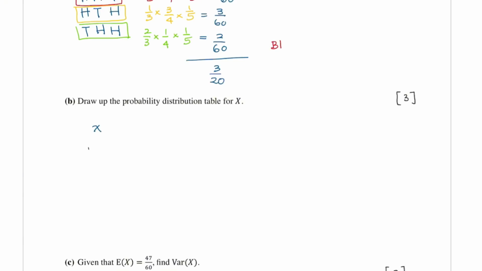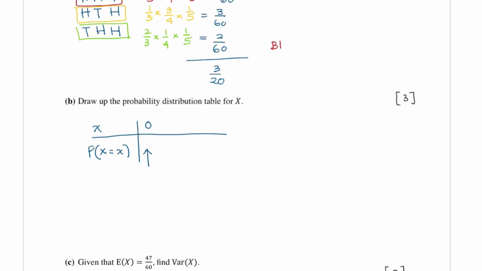And for each of those x, you will be needing the probability of X equals x. Meaning to say, if my x is 0, underneath 0 is basically the probability when x is equal to 0. Right? If my x is 1, underneath 1 is the probability of x when it is equal to 1. Okay, and so on.